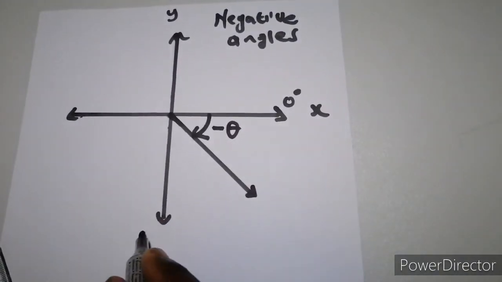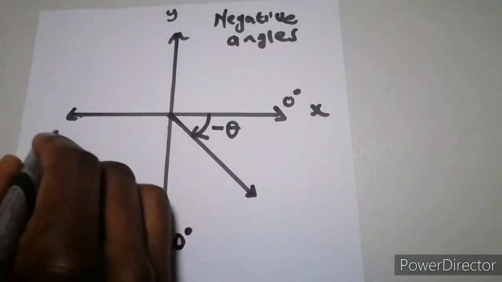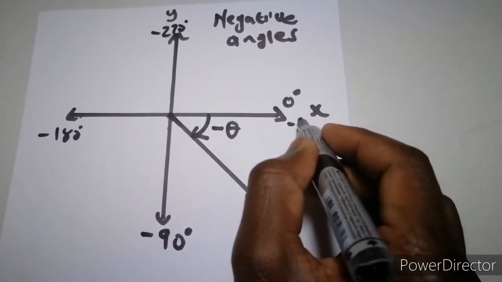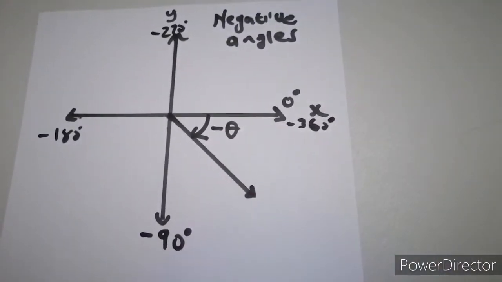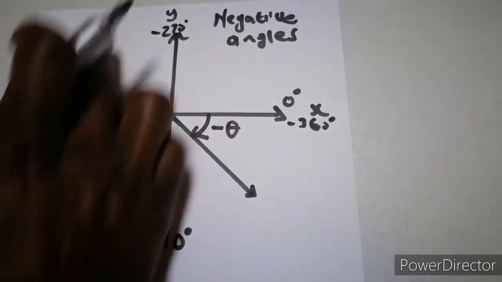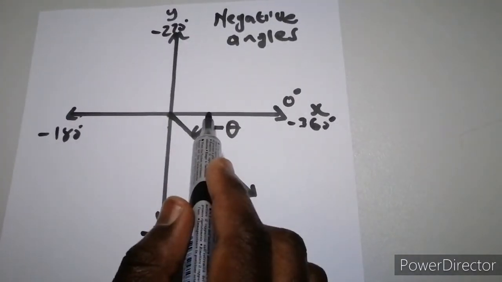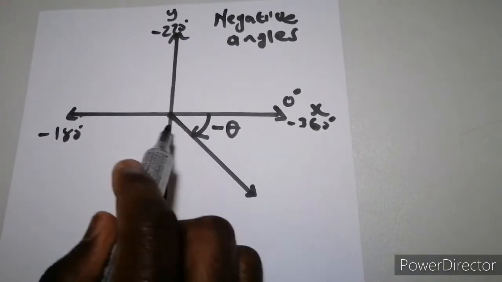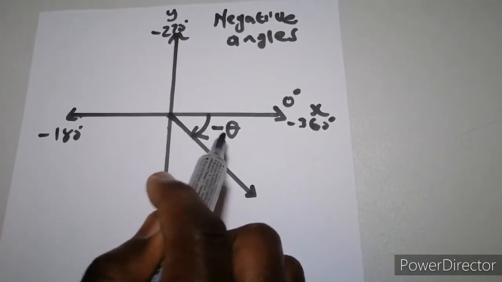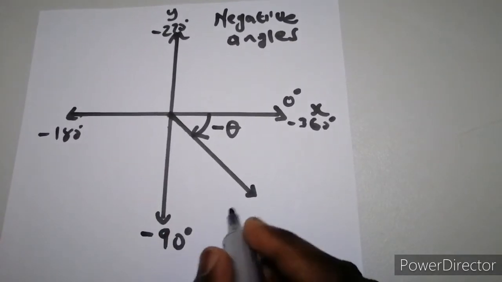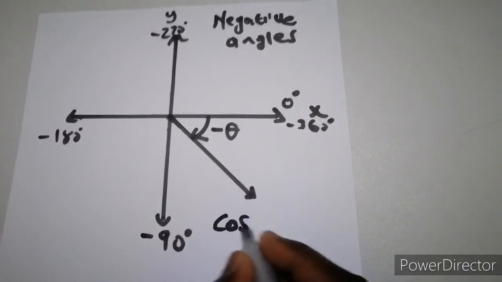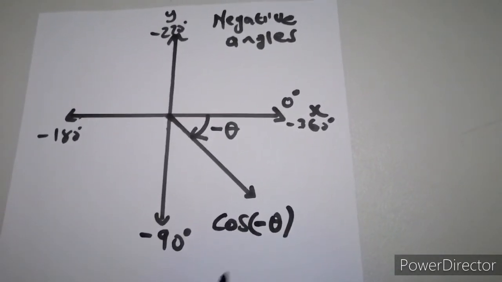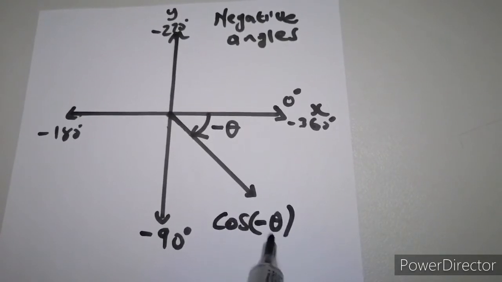0, negative 90, negative 180, negative 270, negative 360, and so on. That's how we measure negative angles, from the positive x-axis going in a clockwise direction. If you check, any negative acute angle is in the fourth quadrant. So when you have, for example, the cos of negative theta, we would like to use the reduction formula so that the function takes a positive acute angle.